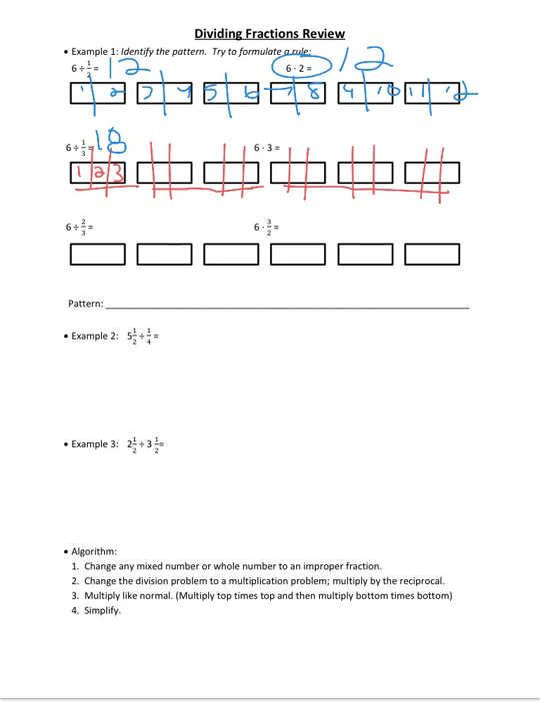Now, similarly, we have another easy question. 6 times 3, 6 groups of 3 would be 18.